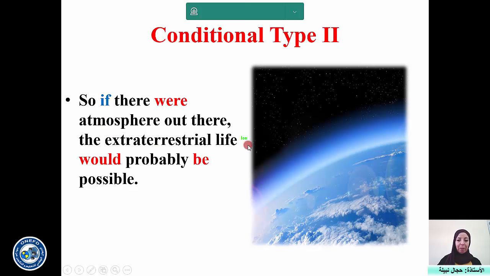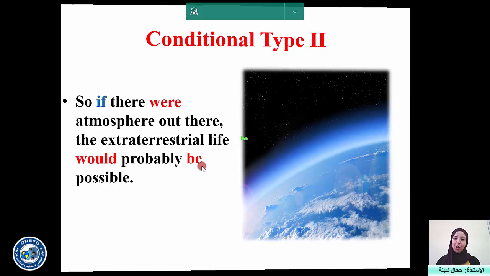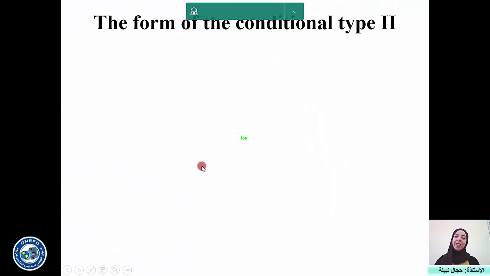By atmosphere, we mean, of course, the gases that surround the planet Earth and that make it possible for the Earth to support life. Okay, so as the name indicates, conditional sentences express condition. Now, what's the word that permits us to express condition in the sentence? Of course, it is if. You can also notice that there is a first verb, were, and the second verb, would be.